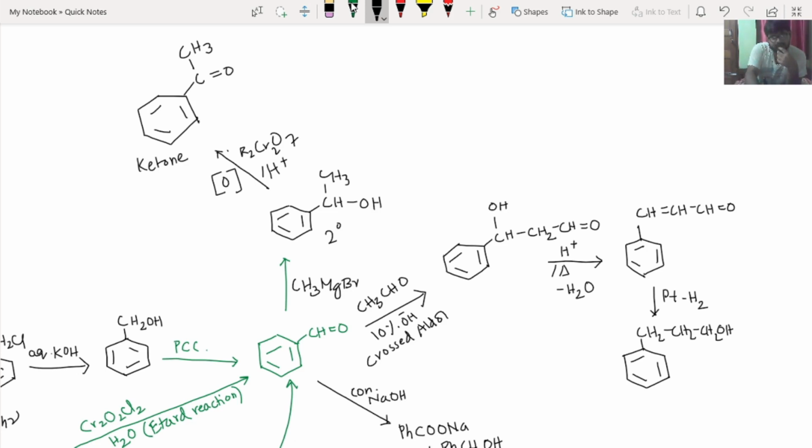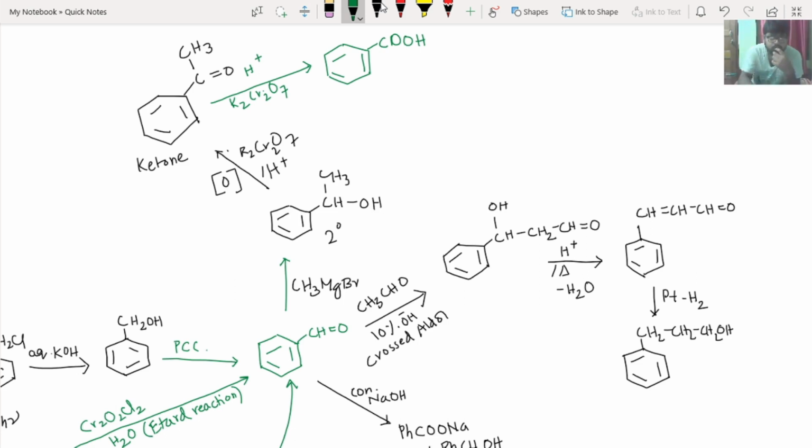Now, if we add the same reagent on this one also, if we oxidize the ketone with acidic dichromate, what are we going to get? We are going to get the corresponding carboxylic acid. Okay, this is an oxidation reaction from ketone to carboxylic acid by using acidic potassium dichromate.